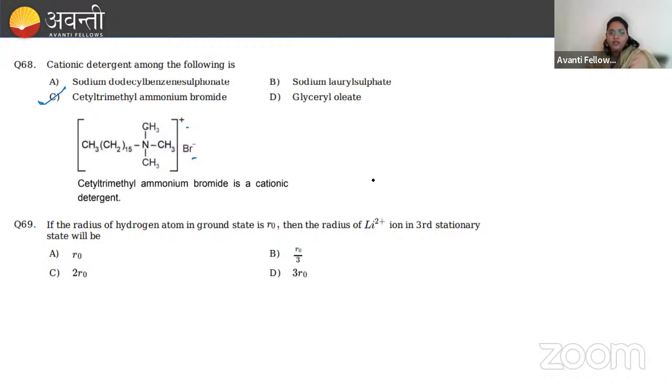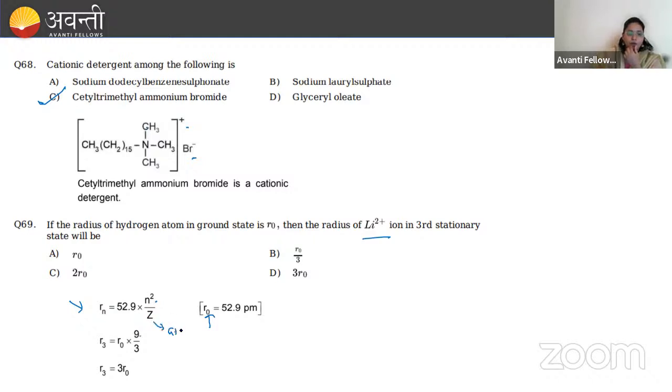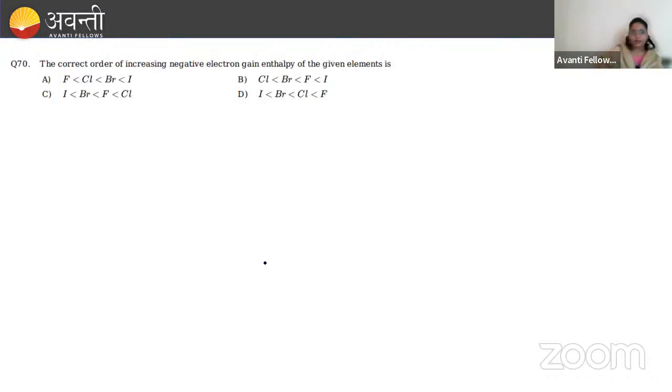So here, what is given to us? We have to determine the radius of Li2 plus in its third orbit. So you know the formula, radius is 52.9 into n square by Z. Okay. So 52.9 is nothing but the R0. Okay. So n का value क्या है? Li2 plus कितने शेल में? थर्ड शेल में. So n की value होगी 3. तो n का square क्या आ गया? 9. Z क्या है? Atomic number of given element. So lithium का atomic number कितना है? 3. When you solve this now, you will get the answer R3 is equal to 3R0. So our answer will be D. Very good, Ayushi.